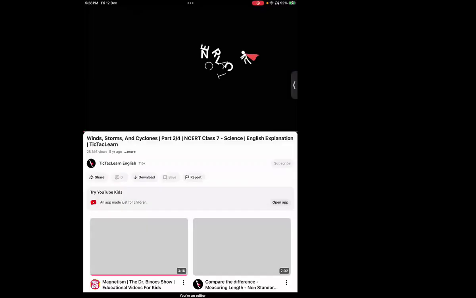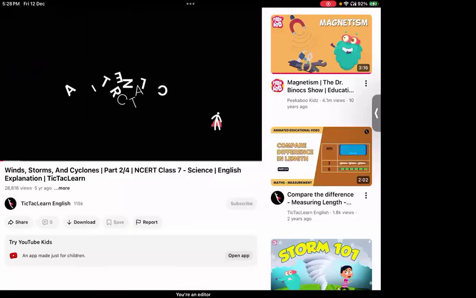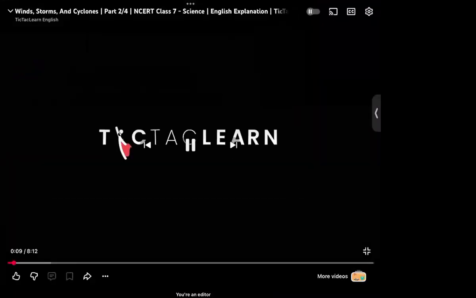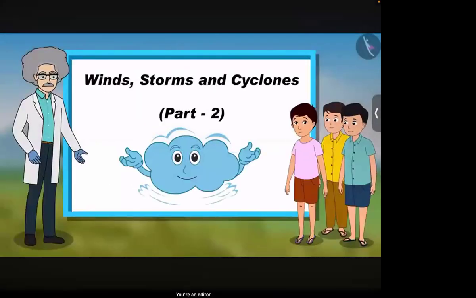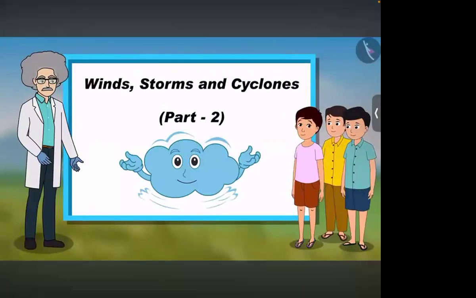Now this is the second part. Winds, Storms and Cyclones Part 2.